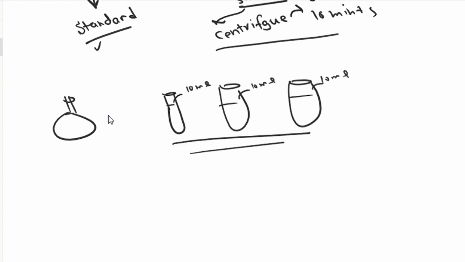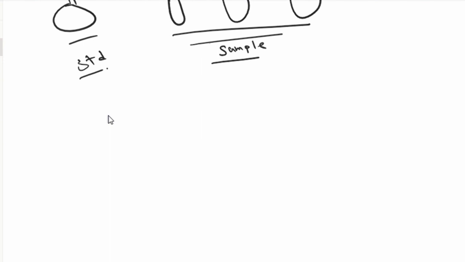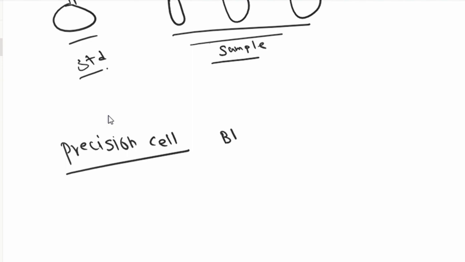So all these three are samples, and this one is the standard. These are all the preparation for the UV. After that, you need to start the analysis. You have to take the precision cells, and for the blank, first you need to run the blank sample. Blank is just a diluent. These are used in UV analysis to set up the baseline.